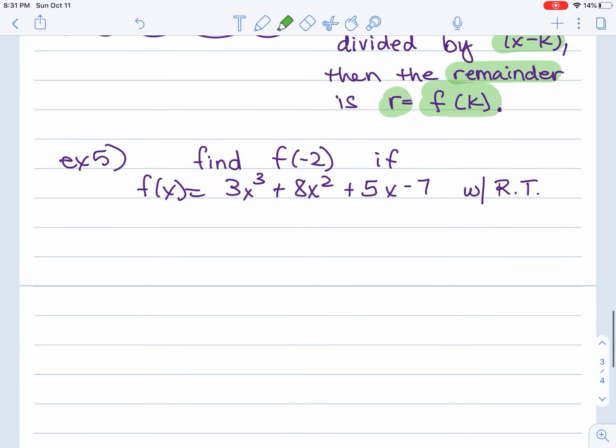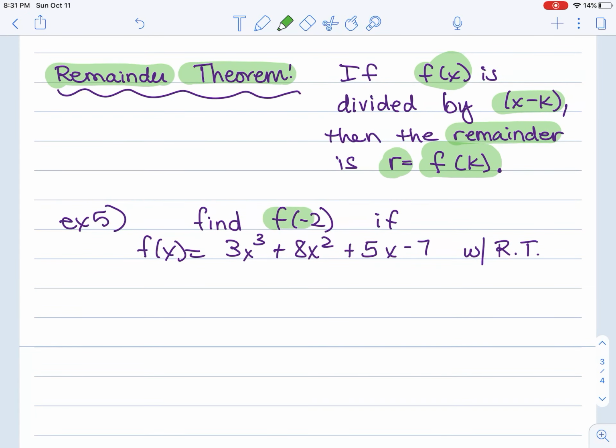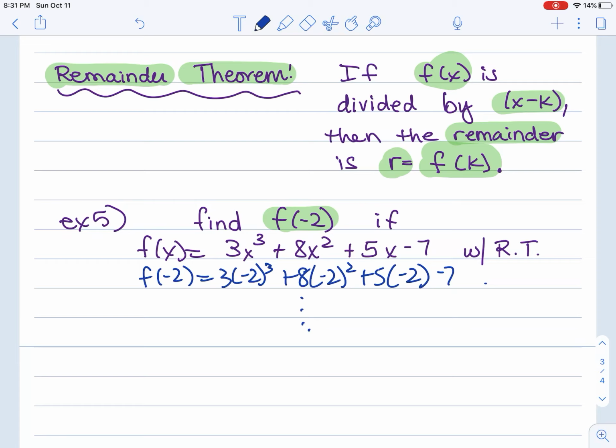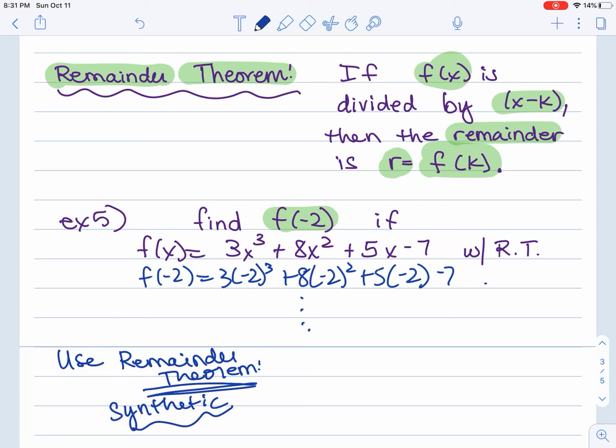So let's do it this way. Let's say they wanted us to find the value of f of negative 2. Now, normally you'd have to plug in: f of negative 2 would be 3 times negative 2 cubed plus 8 times negative 2 squared plus 5 times negative 2 minus 7, and so on. And you'd have to solve that. But if you use the remainder theorem, no matter how big that function is or how big the value of k is, we can find it really quickly. The remainder theorem, again, uses synthetic division, or you could use long division, but it's not as fast.